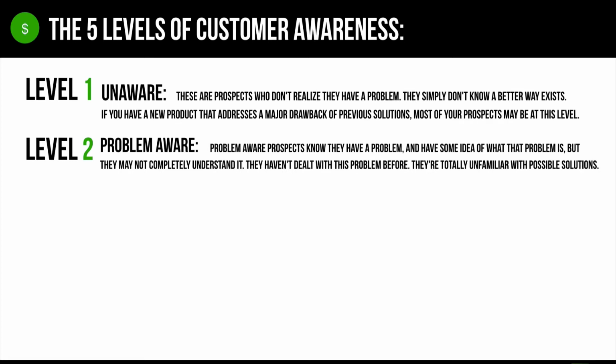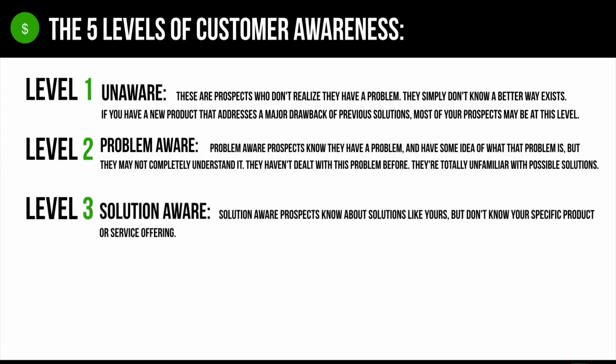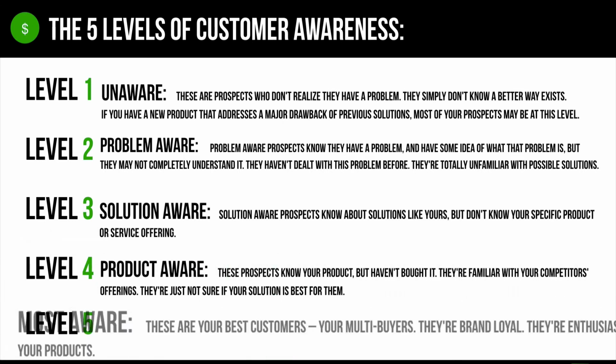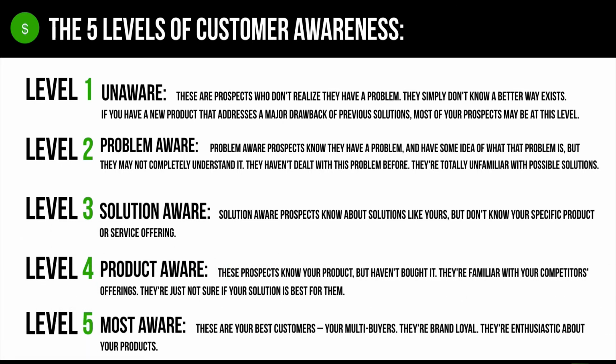This is level 2. Now, level 3, solution-aware. Solution-aware prospects know about solutions like yours, but don't know your specific product or service. This is level 3. Level 4, product-aware. These prospects know your product, but haven't bought it yet. They're familiar with your competitors' offerings. They're just not sure if your solution is best for them. This is level 4. And then level 5, most aware. These are your best customers, your repeat buyers. They're brand loyal and they're enthusiastic about your products or services, or whatever it is that you sell. This is level 5.